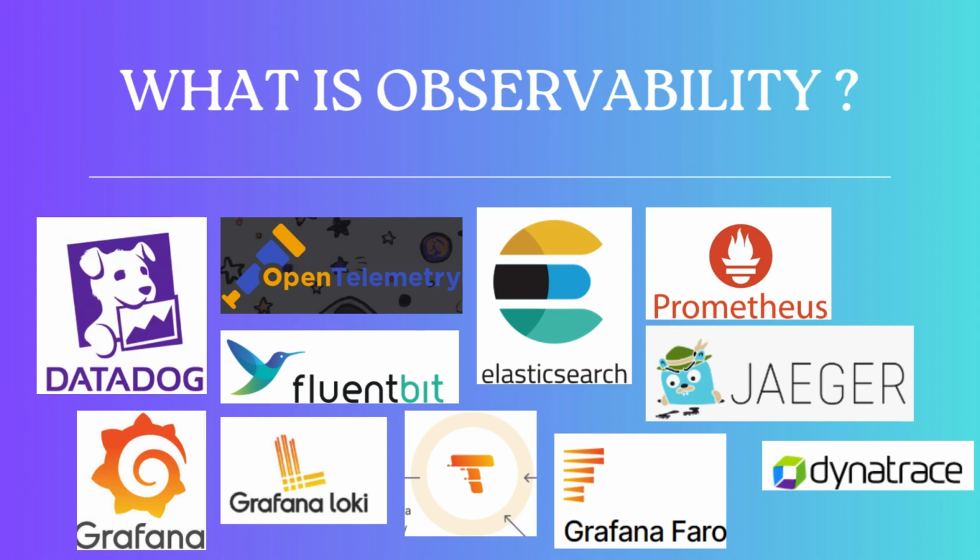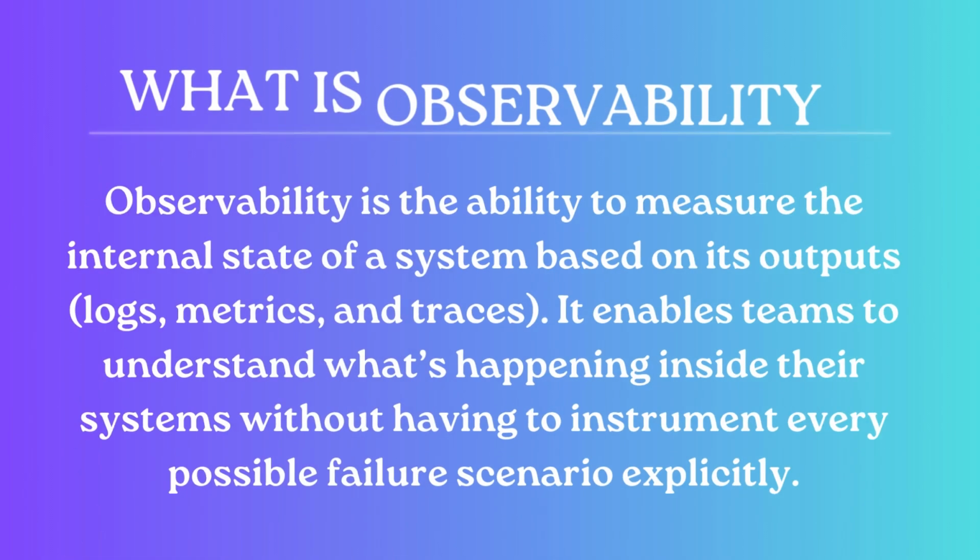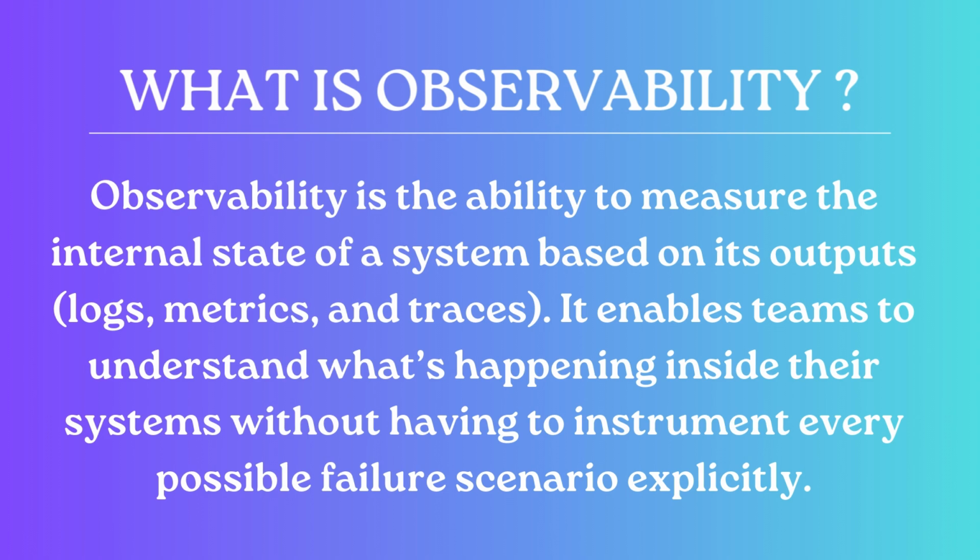Okay, having said that, what exactly is observability? Observability is the ability to measure the internal state of a system based on its outputs, for example logs, metrics, and traces. It enables teams to understand what's happening inside their systems without having to instrument every possible failure scenario explicitly. So this is all about observability.